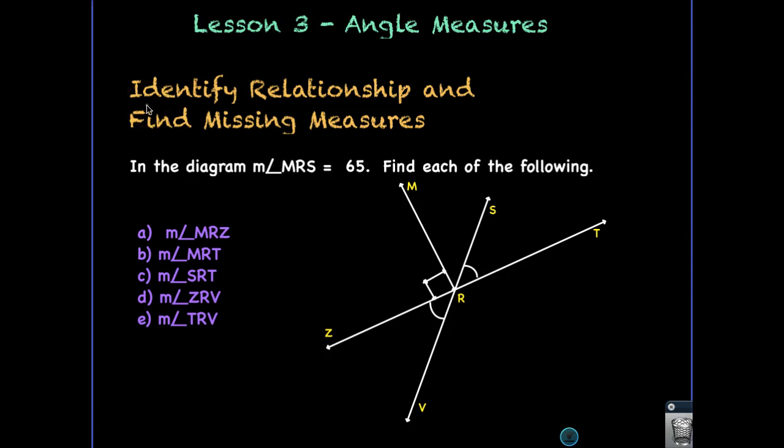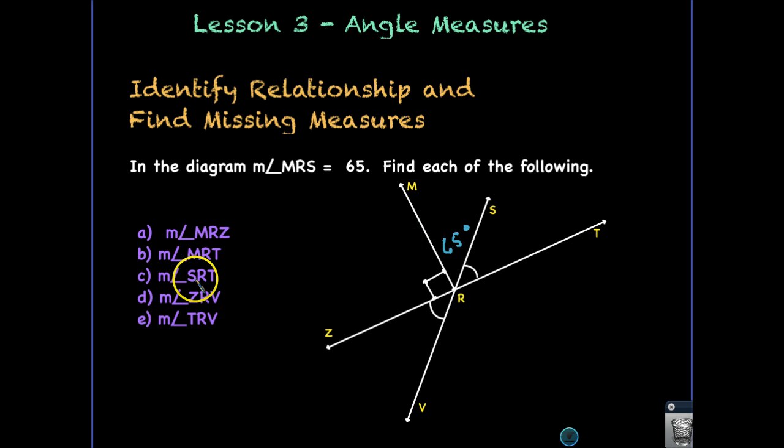In this diagram, we have the measure of MRS is equal to 65. Now remember what I told you. Let's go ahead and fill that in. So this is 65. This one's a little more tricky. This requires you to think about things. So we want to find each of the following, the measure of angle MRZ, MRT, all these.